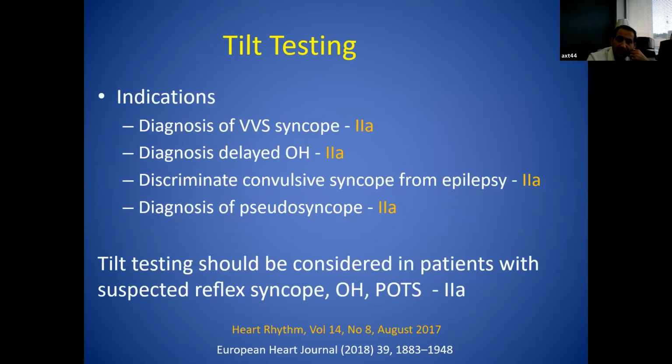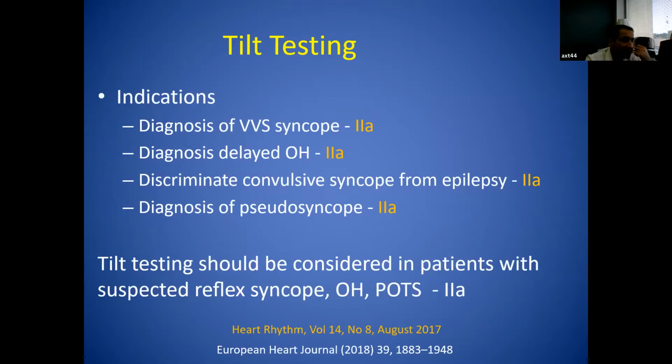Indications for tilt testing. One is for the diagnosis of vasovagal syncope with a 2A recommendation. One is for delayed orthostatic hypotension, also 2A recommendation. To discriminate convulsive syncope from epilepsy, 2A recommendation for that. And for the diagnosis of pseudosyncope.